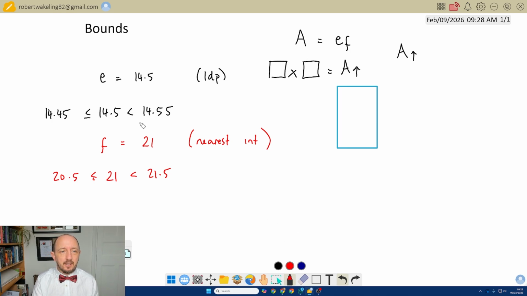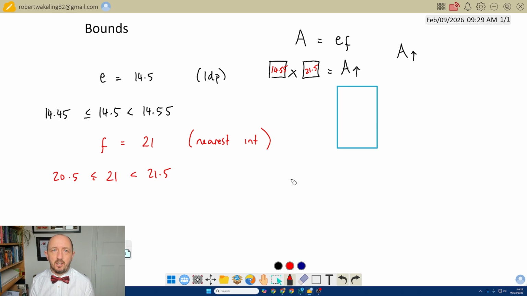So we take the upper bound of E, 14.55, and times it by the upper bound of F, 21.5. And you might say, well, you can't actually have these numbers, but our upper bound would be a less than kind of idea. Don't worry about the intricacies of this too much. We just take the two upper bounds and multiply them together to get the biggest A possible. And if they wanted the minimum or the lower bound of A, we would multiply the two smallest ones together.